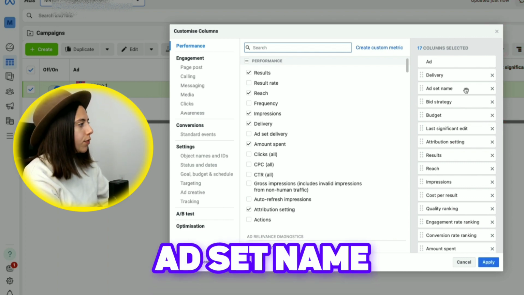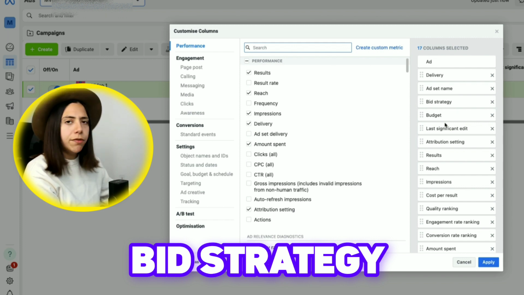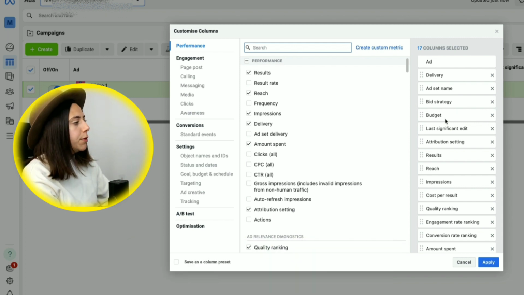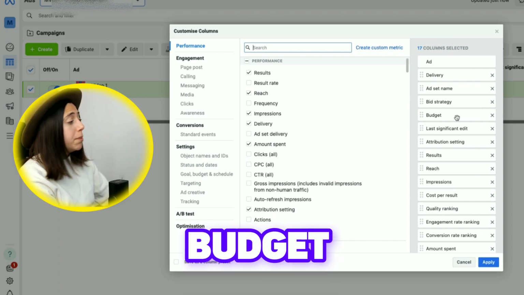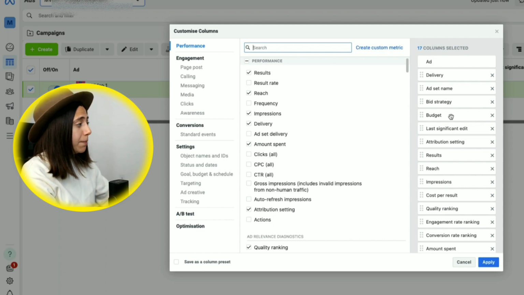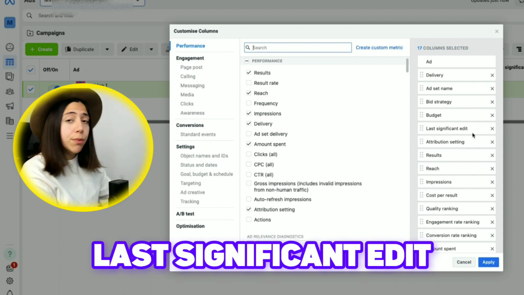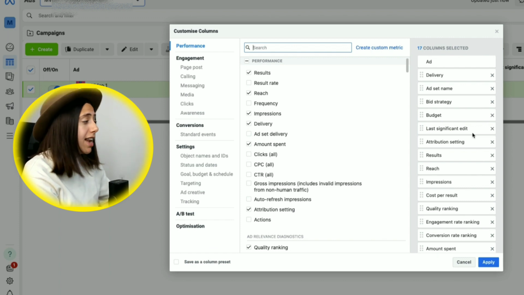Ad set name, of course, we will leave that on. Bid strategy is also pretty important, especially if you're doing cost caps campaign. That would be very helpful. But even if not, I like to put this metric and keep an eye on the different strategies I have across my ad sets. Budget is basically how much you're spending on that ad set or that campaign. And then you have last significant edit. This is basically when did you edit this ad last that was pretty significant in the eyes of Facebook.